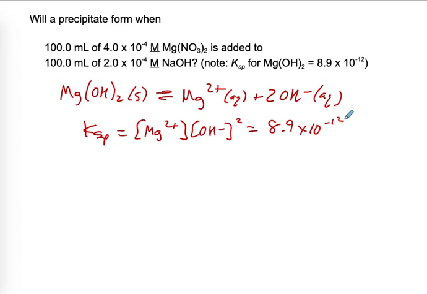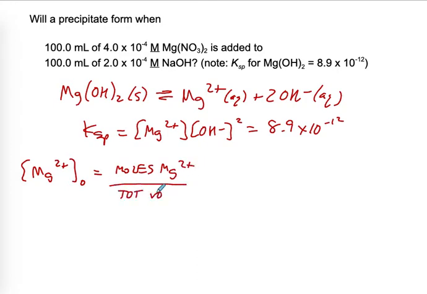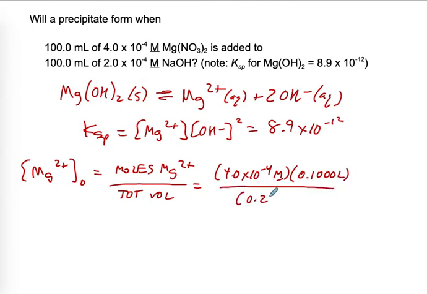This should sound kind of familiar. So, let's do some dilution calculations. Our initial concentration of magnesium 2+ is equal to the moles of magnesium 2+ that I'm starting with, divided by the total volume after mixing. Well, that's simply equal to the molarity, 4.0 times 10 to the negative 4th molar, times the volume of magnesium nitrate, 0.100 liters, over the total volume, 0.200 liters, or 2.0 times 10 to the negative 4th molar magnesium 2+.